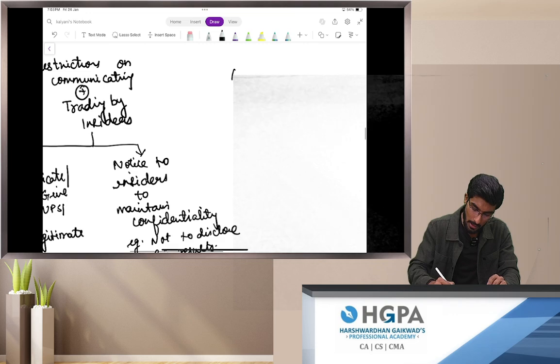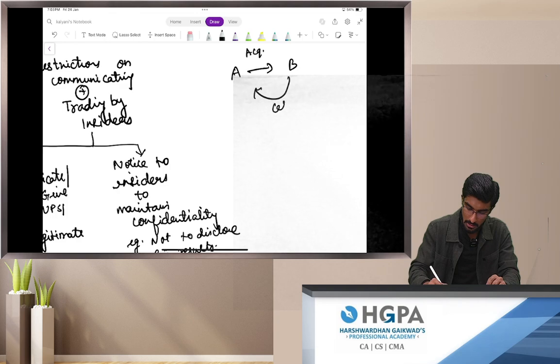When A company is acquiring B company, B gives certain information to make the acquisition smooth.